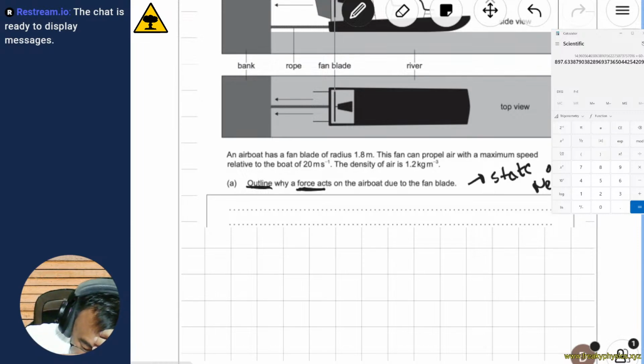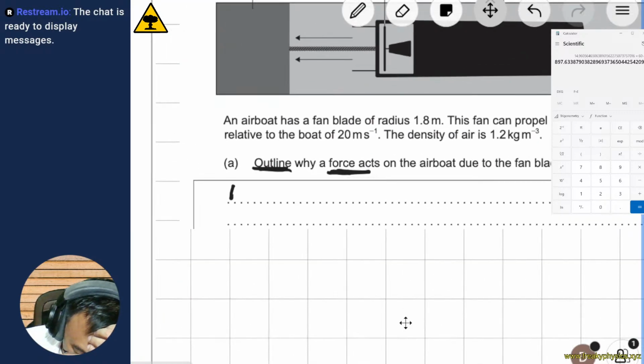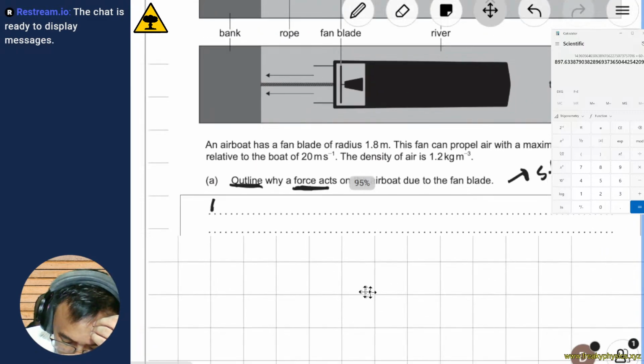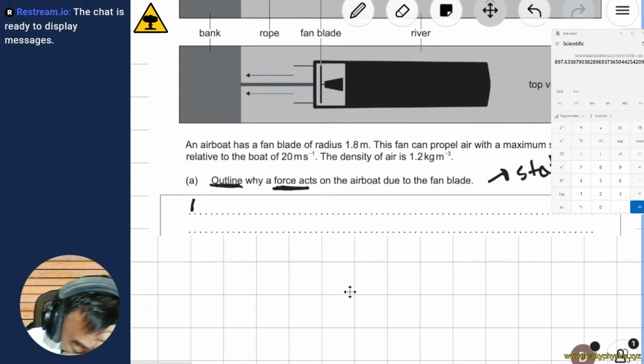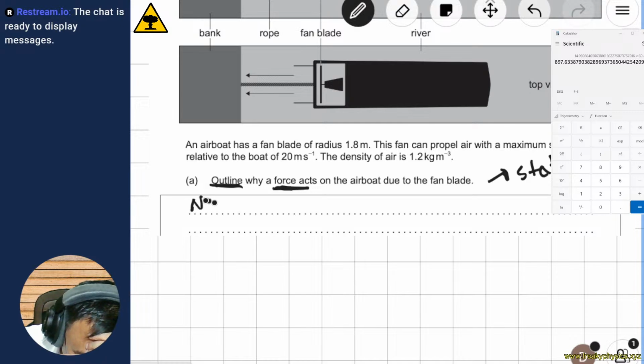To get the other 2 marks, the rest is describing what's actually happening. In this case, the fan pushes the air backwards. Or I'm not even going to say pushes, I'm going to change that to forces. The fan forces air backward.